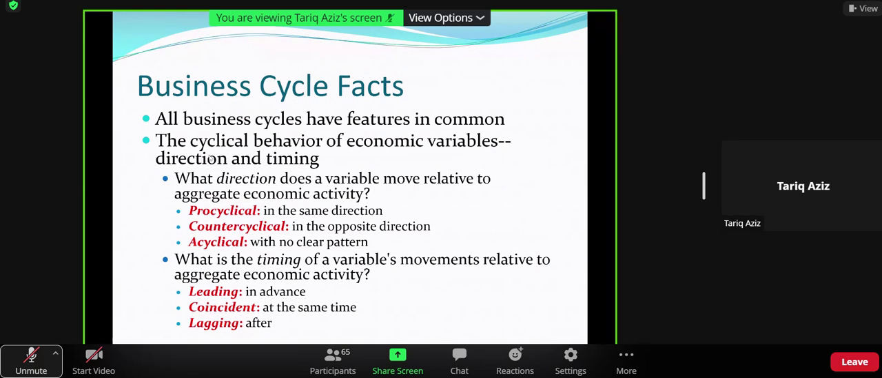All business cycles have features in common: the cyclical behavior of economic variables, direction and timing. In what direction does a variable move relative to aggregate economic activity? If there are variables that are moving in the same direction as the aggregate economic activity, that movement is called pro-cyclical. For example, if employment is increasing and aggregate economic activity is also increasing, the direction is the same. So we can say that employment indicators are a pro-cyclical variable, because they move in the same direction.